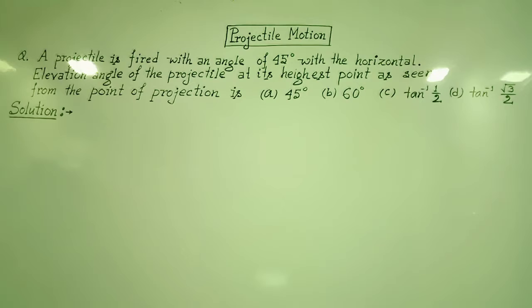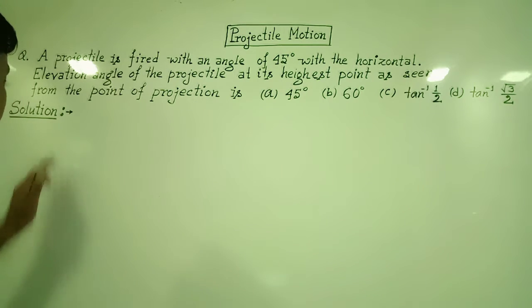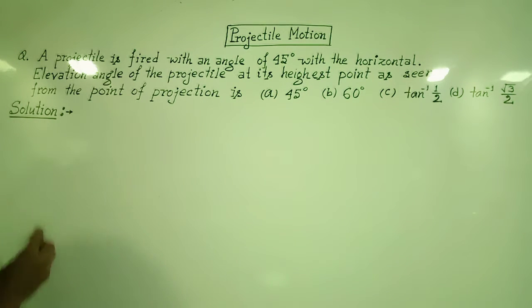The elevation angle of the projectile at its highest point as seen from the point of projection is given as option A 45 degree, option B 60 degree, option C tan inverse half and option D tan inverse root 3 by 2. So for solving this question, let us draw the situation given in this question.